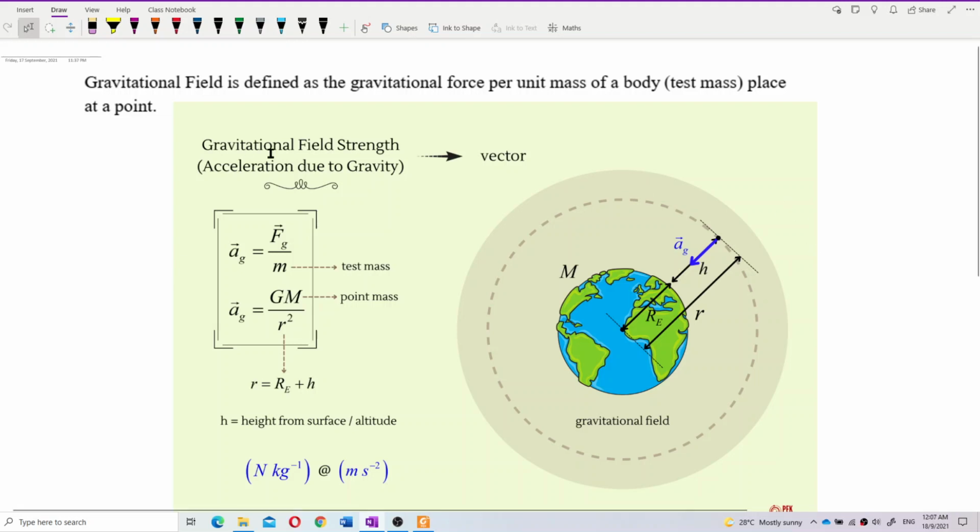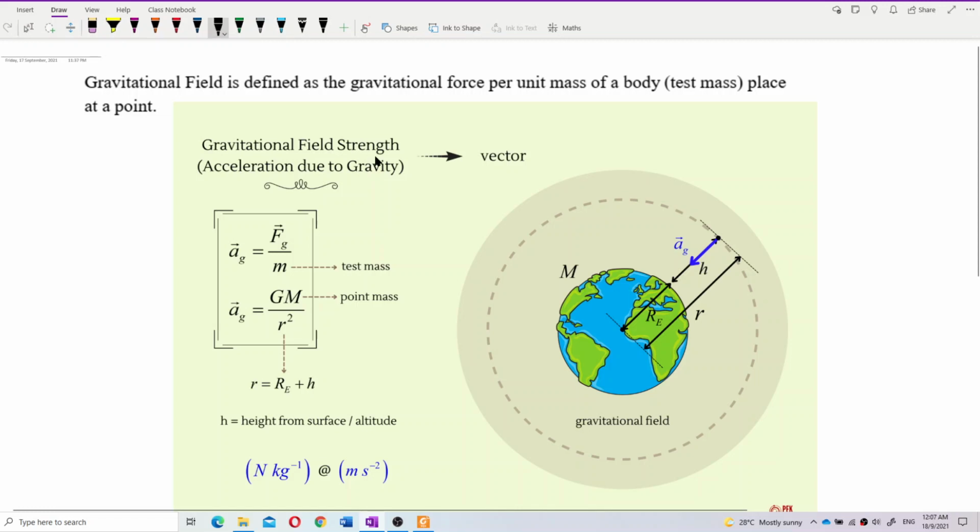Okay, now what is gravitational field strength? Gravitational field strength has another name called acceleration due to gravity. So these two are the same. Sometimes we call it gravitational field strength, or sometimes we call it acceleration due to gravity, and both of them are the same.